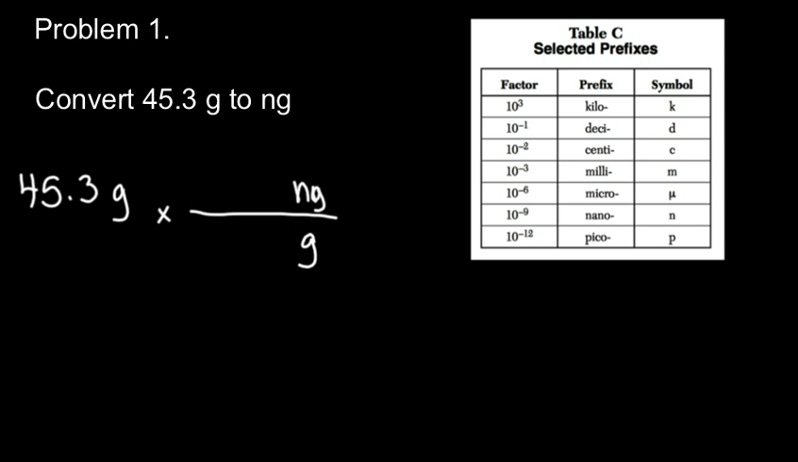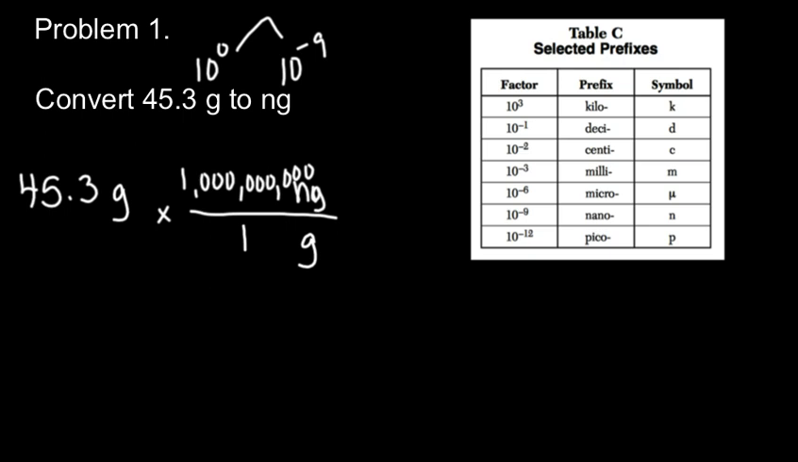Now we know that gram is the larger unit than a nanogram, so I'm going to put a 1 next to the grams. The question is, how many nanograms are there in 1 gram? Well, if we use our technique, grams without any prefix has a factor of 10 to the 0, and nano is 10 to the negative 9th, so the difference between those is 10 to the positive 9th. So what we have here is a billion nanograms in 1 gram.